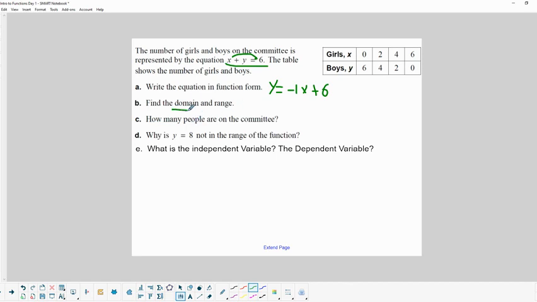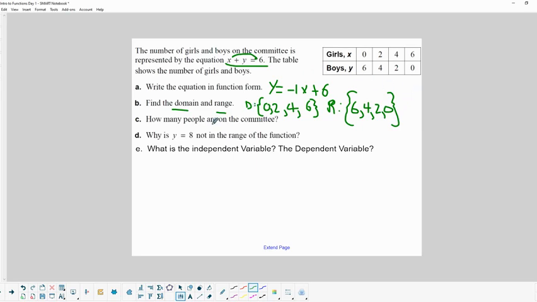Now it says, what is the domain and the range? Well, we've been given a domain and a range up here. So the domain, if we put it in a set form, would just be 0, 2, 4, and 6. And then the range is just the numbers that come out of it as a result of this function. And that would be the y values. So that would be 6, 4, 2, and 0. So that is the range.